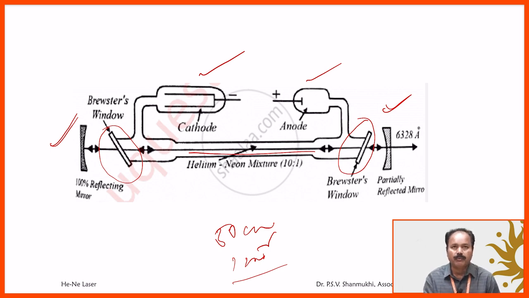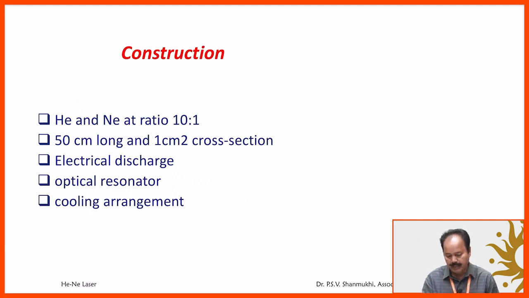Two electrodes are provided. Through these two electrodes, we can supply the electrical discharge. Two inclined glass windows are there. They are actually called Brewster windows. Two mirrors are provided on either side. One is a 100% reflecting mirror, the second one is partially reflecting, which constitute the optical resonator or Fabry-Perot resonator arrangement.